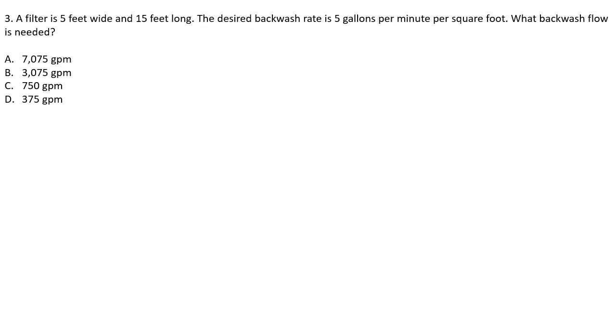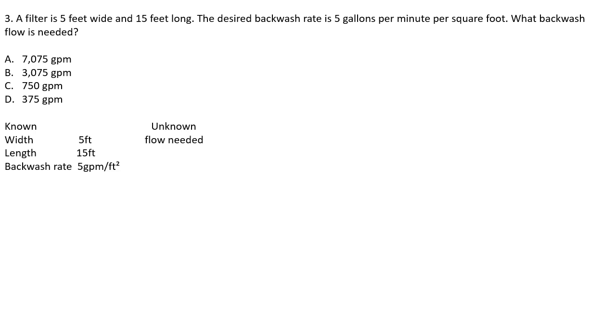A filter is 5 feet wide and 15 feet long. The desired backwash rate is 5 gallons per minute per square foot. What backwash flow is needed? So let's start by pulling our known and our unknowns out of the question. So what we know is the width of the filter is 5 feet, the length is 15 feet, we need a backwash rate of 5 gallons per minute per square foot, and what we don't know is the flow needed.